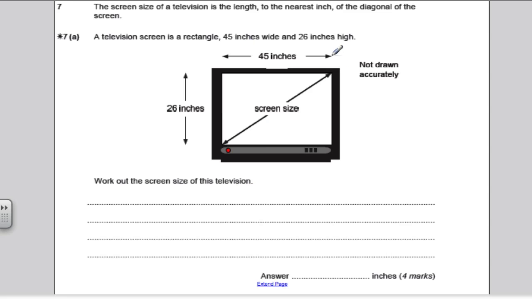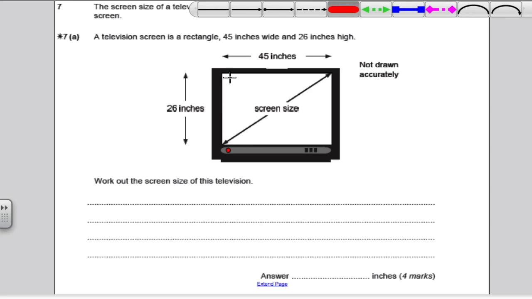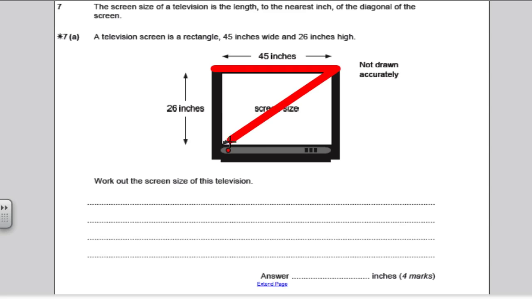So you might look at that first and not have an idea, but really just imagine that this is just a triangle. Really what you're dealing with here is this triangle, and it's a right angle triangle, right? So it's a triangle with 45 inches on the base and 26 inches high, and you're trying to work out the diagonal, or what we call the hypotenuse.